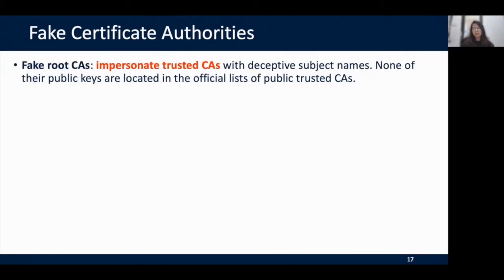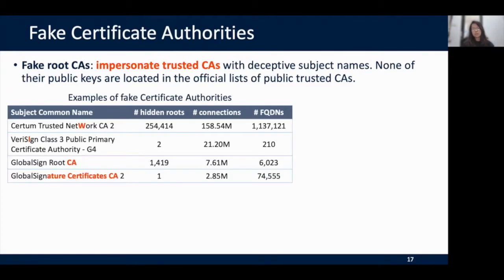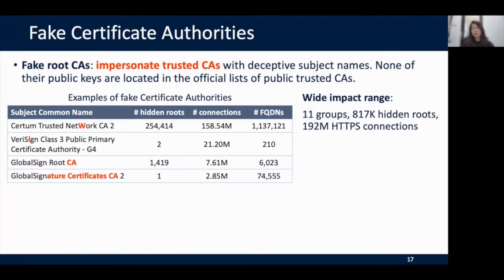Another category is referred to as fake certificate authorities, as they impersonate trusted CAs with deceptive subject names, as shown in the table. They either replace characters in authentic CA names with homographs, or simply extend the words. Hidden roots from fake CAs have infected a wide range of almost 2 million HTTPS connections and highly gained the trust of clients.